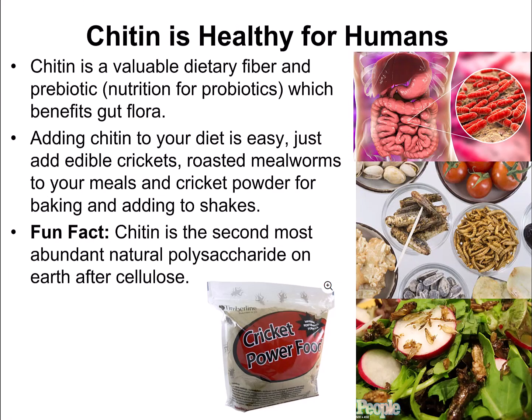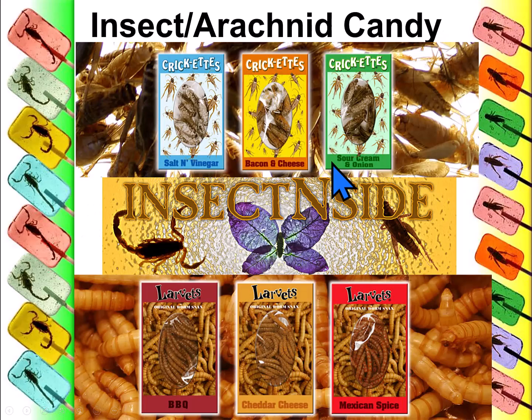Chitin is healthy for humans. Chitin is a valuable dietary fiber and prebiotic, nutrition for probiotics, which benefit gut flora. Adding chitin to your diet is easy. Just add edible crickets, roasted mealworms to your meals, and cricket powder for baking and adding to shakes. They take up crickets, they grind them up, and oh my gosh, you have this valuable dietary fiber. Fun fact, chitin is the second most abundant natural polysaccharide on Earth after cellulose. You can get things like insect snacks, where you have larvettes, you have crickets, and they can be flavored. That adds valuable chitin and nutrition to your diet.